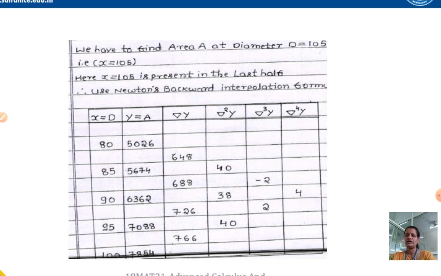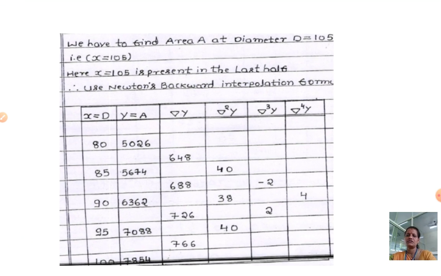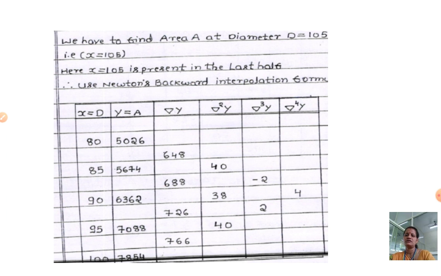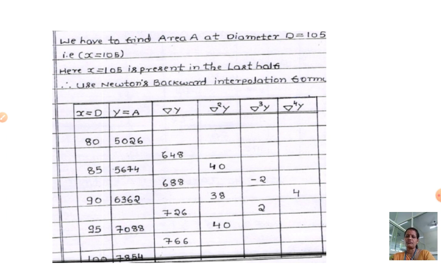So we have to find the area at diameter D equals 105. When we look at the table, 105 is beyond this table. That is, after 100, it is 105. It is actually extrapolation, but we can use Newton's backward interpolation formula because it lies in the latter half of the set. So here x is equal to 105, which is present in the last half. So use the backward interpolation formula.